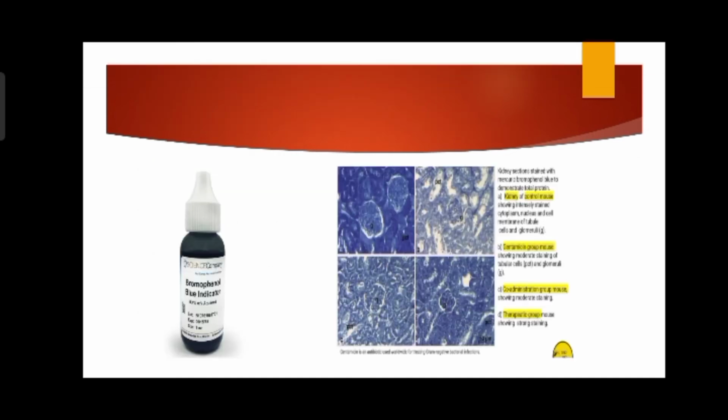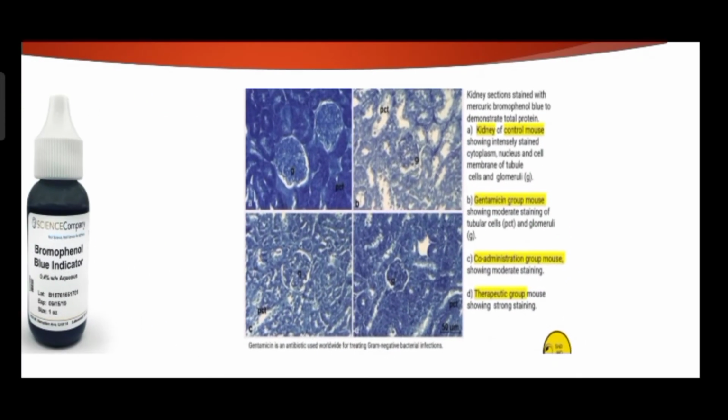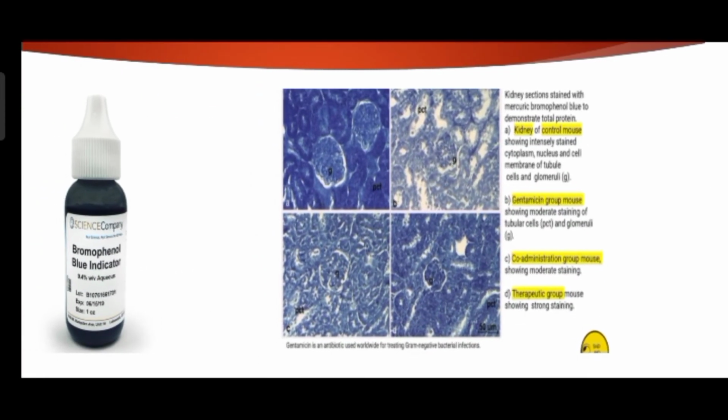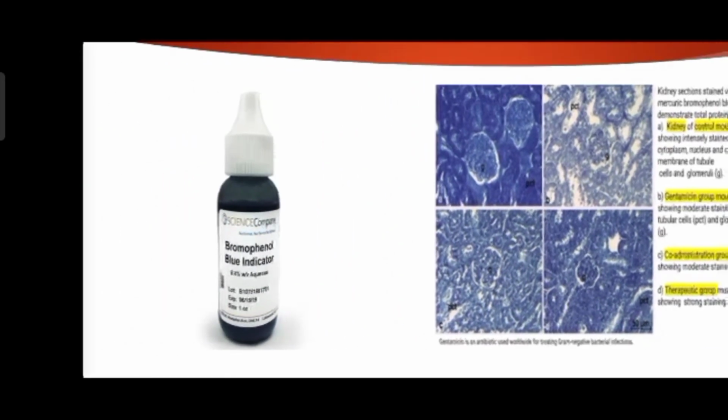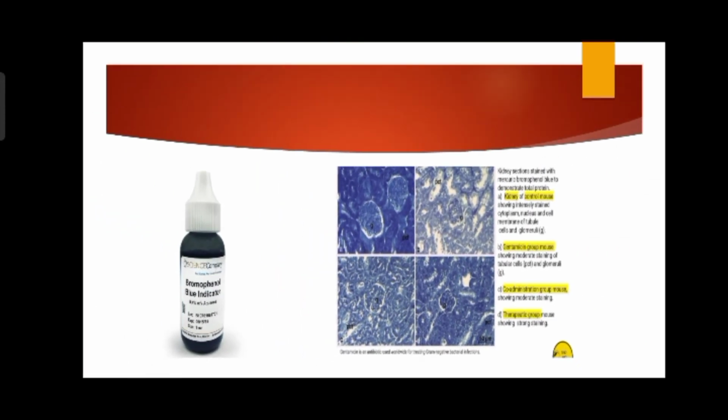So here you can see the presence of protein. This blue stained tissue shows the presence of proteins, and these four figures are kidney sections that are stained with mercury bromophenol blue to demonstrate the proteins. And you can see this bottle. This is the bromophenol blue indicator.